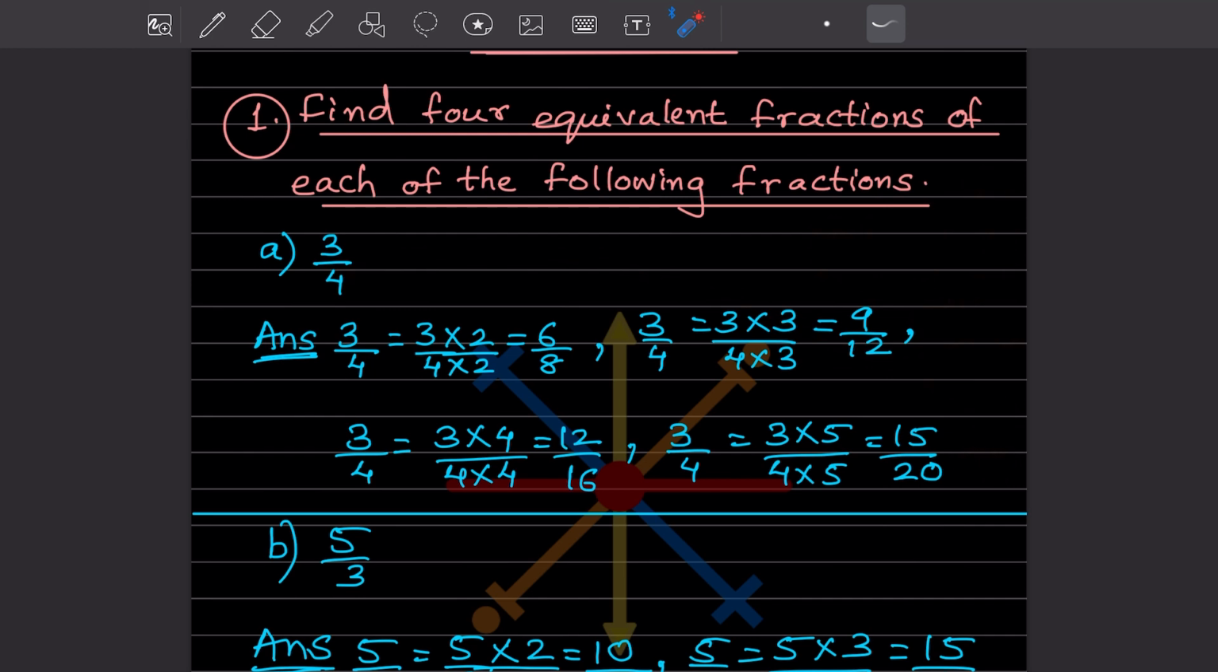So you can multiply this number by any number, and whatever you get is the equivalent fraction. For convenience I did 2 and 3. Here I have multiplied by 4 and here by 5. So you get 12 by 16. When you multiply by 5, you get 15 by 20. Hope you got it. So we have done 4 equivalent fractions.